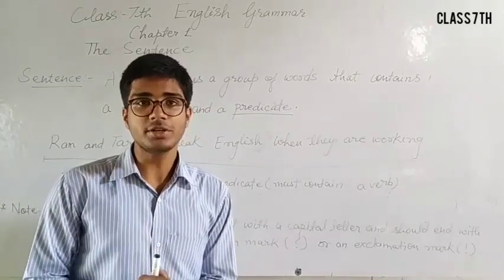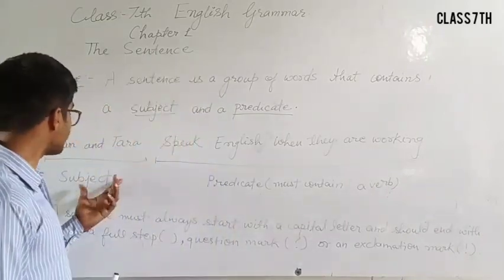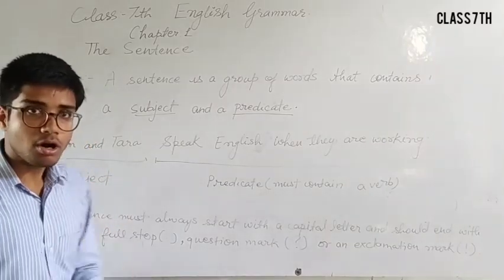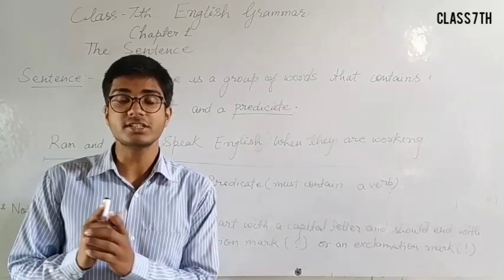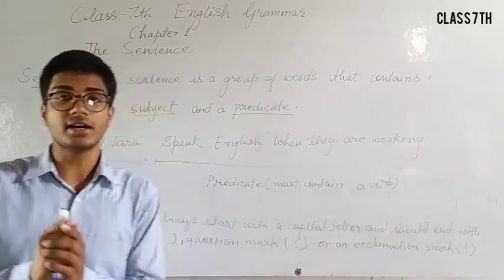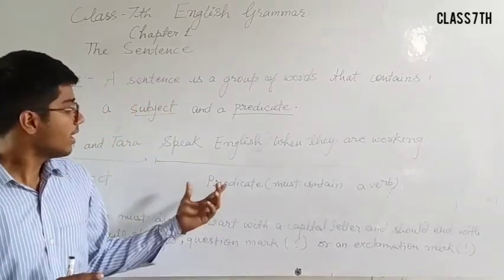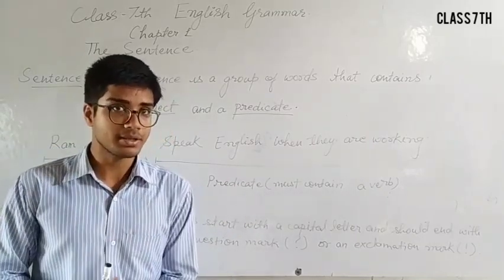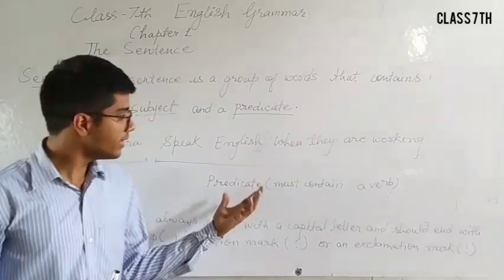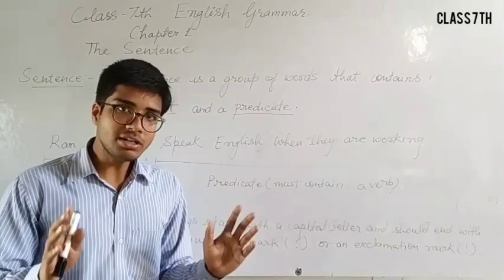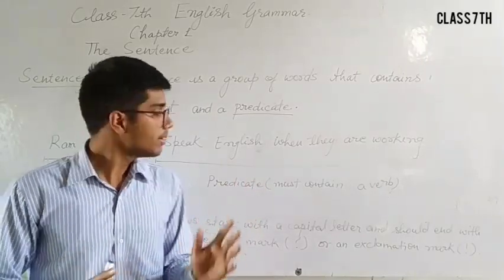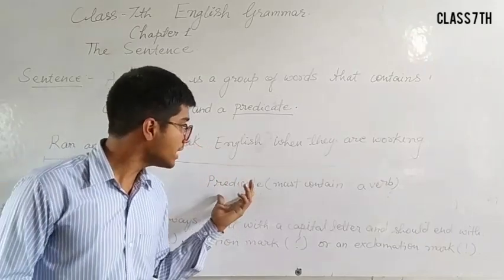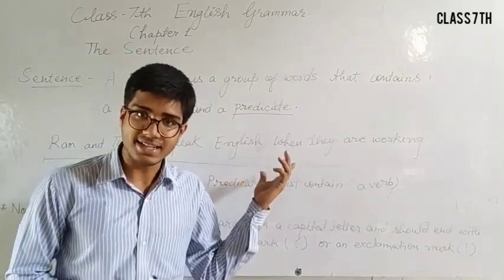One thing to note is that in a subject there must be either a noun or a pronoun which defines the subject. In a predicate there must be at least a verb. A predicate can contain only a verb, that would be sufficient. But if there is no verb, then we cannot call the group of words a predicate.